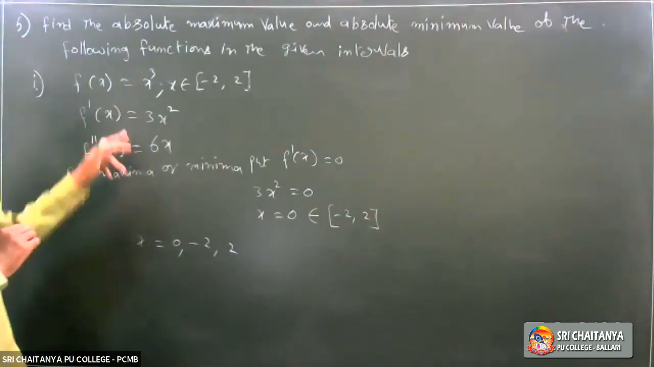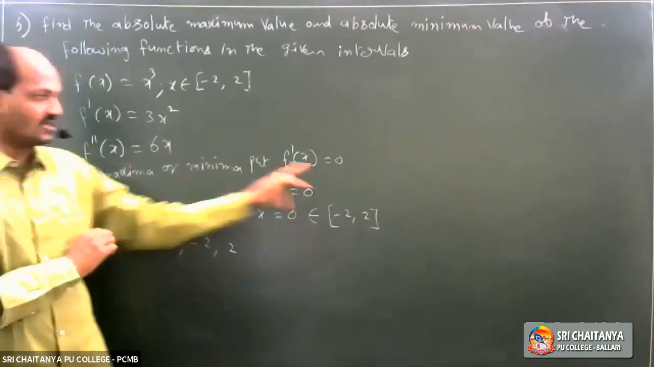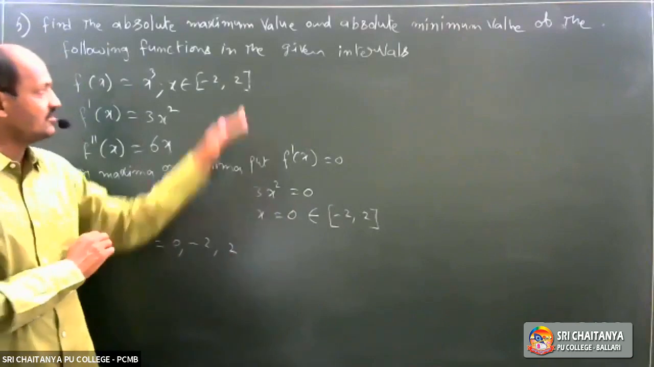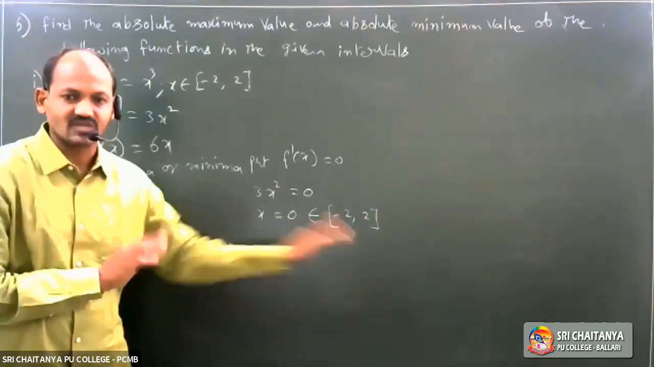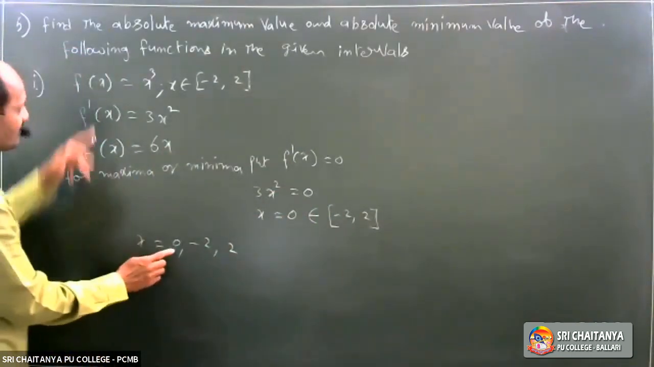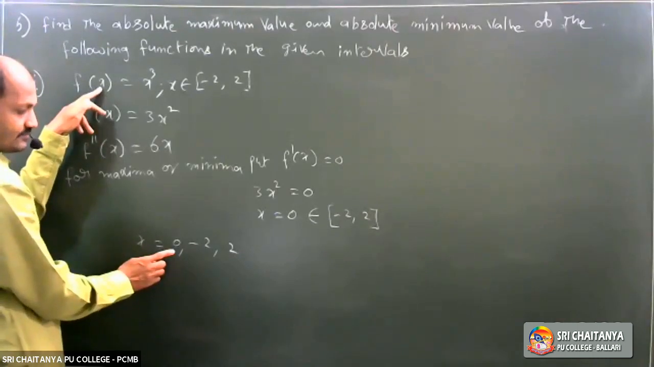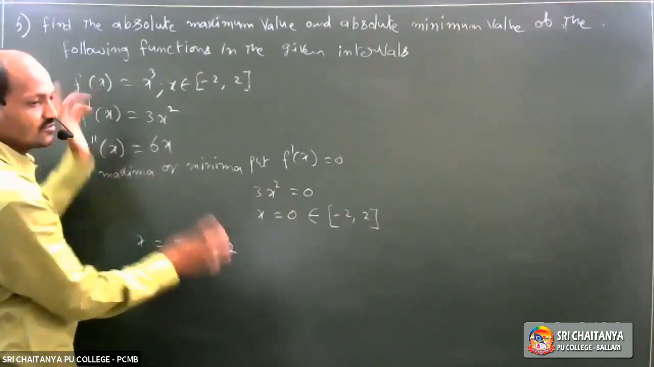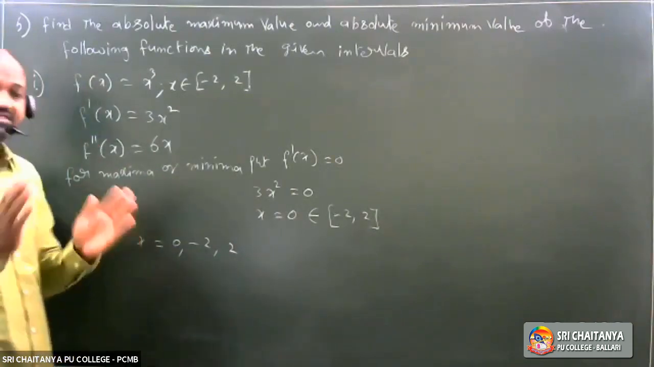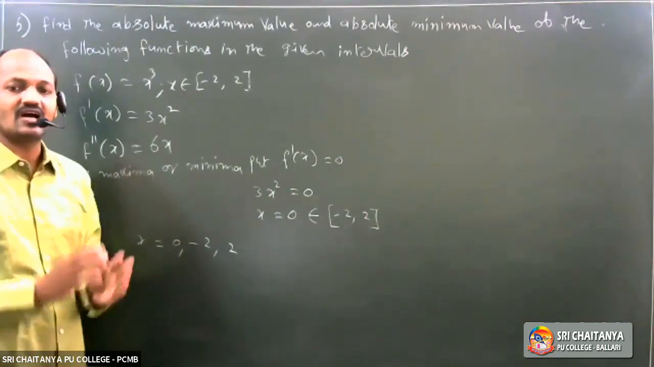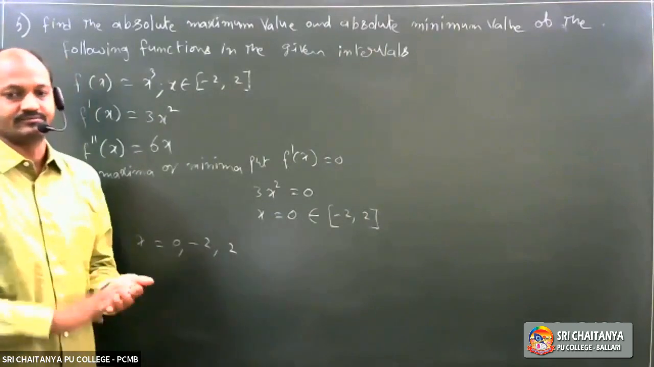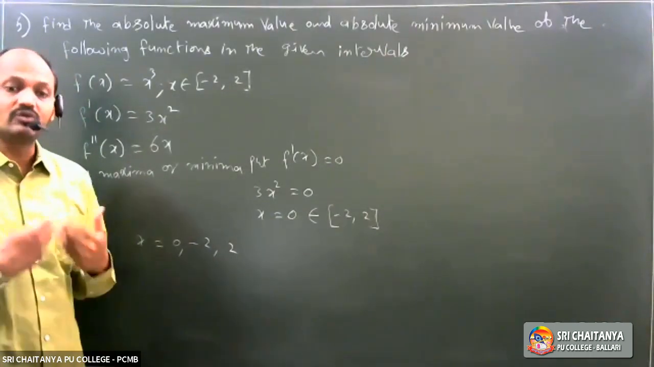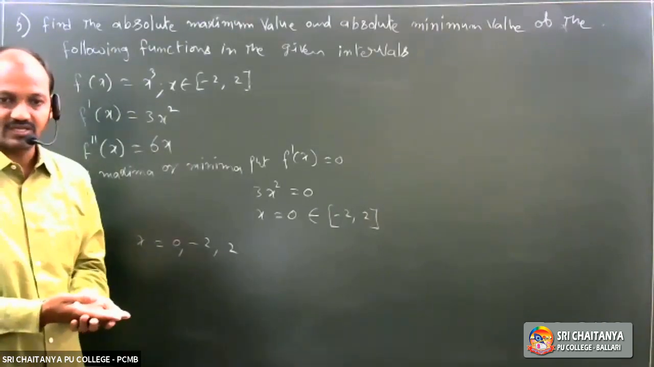Okay? Find first derivative. First derivative equal to 0, then we get x value. That x value must and should be in given intervals. Now f of 0 we have to find, f of minus 2 we have to find, f of 2 also we have to find. Which one is least? That is absolute minimum. And which one is a maximum? It is absolute maximum.